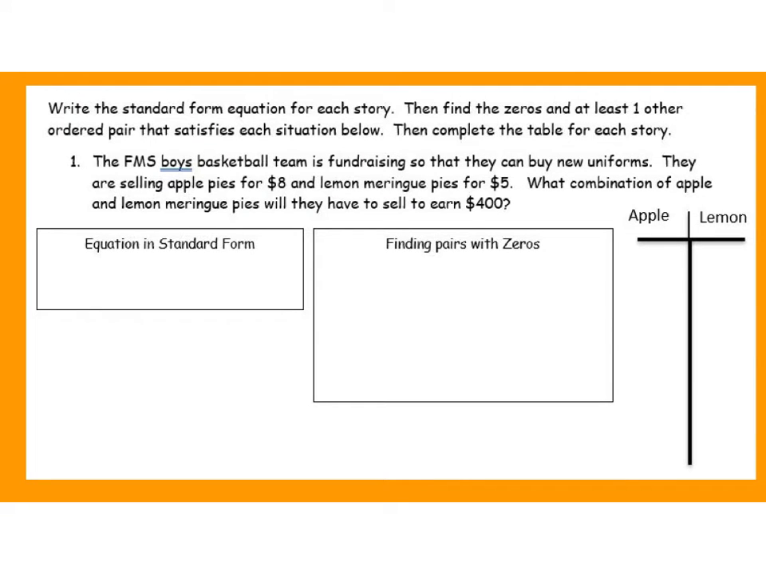All right, so here we have a real life situation. I'm going to touch on a little bit of this. We have a basketball team who's doing some fundraising. They are selling apple pies for $8 and lemon meringue pies for $5. We're looking for a combination of apple and lemon pies to make $400. So if you recall, standard form Ax plus By equals C. That means we need to designate x and y to be the two different types of pies, because those are the two things that we're working with here.